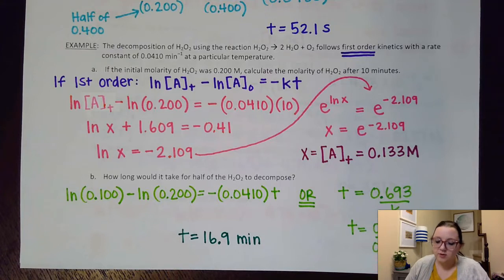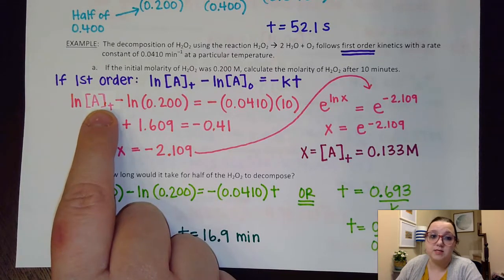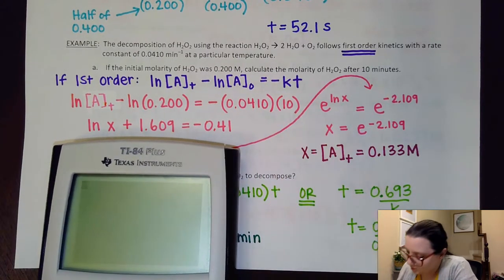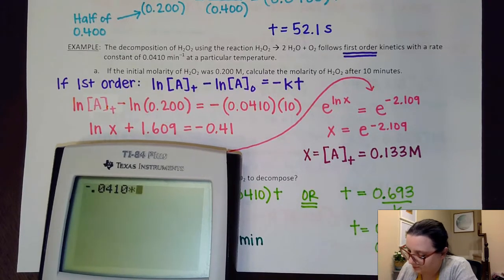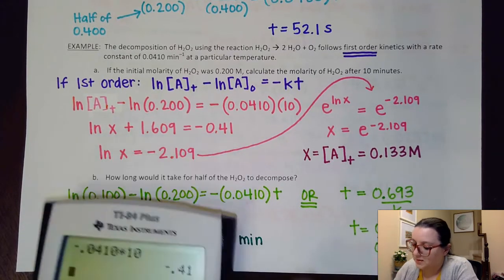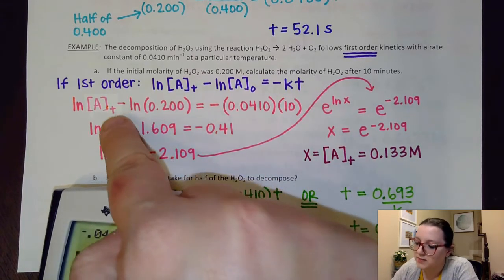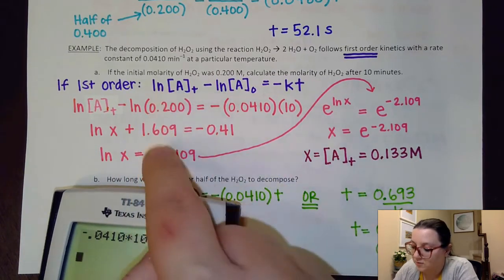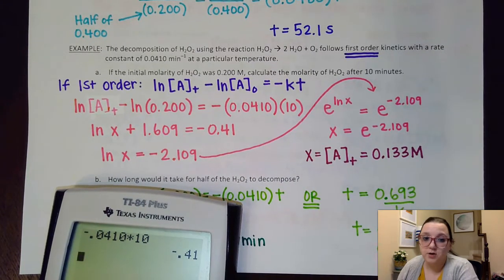Now this one, the algebra gets a little interesting. Let me explain why. First off, let's talk about getting this ln of A sub t all by its lonesome. I'm going to start by solving the things on this side over here. So I would do a negative 0.0410 times 10, which of course gets a negative 0.41. And then I'm going to bring over this minus natural log of 0.2. I'm going to convert that into a number here, or you could just add natural log of 0.2 over. I'm going to do it that way.